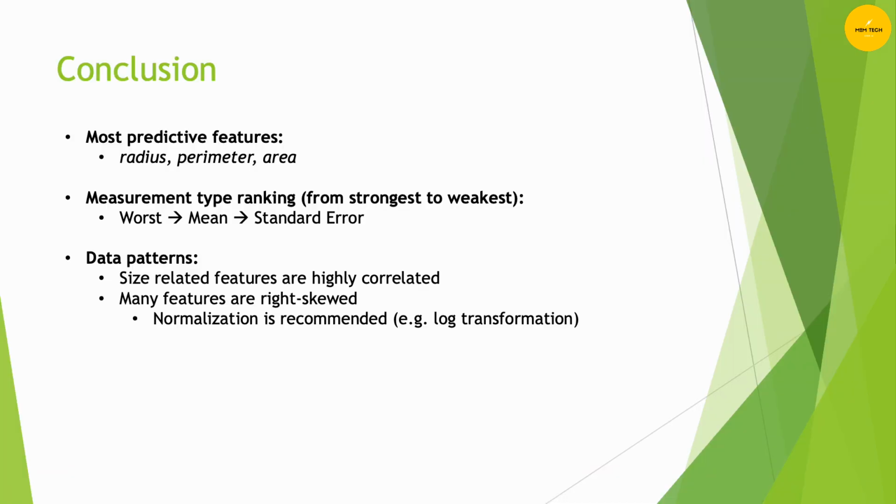In conclusion, the most predictive features are size and shape irregularities, especially their worst case measurements. If I had to rank measurement types for predicting malignancy, worst cases would come first, then mean, and finally standard error. We also saw that many features are right-skewed and highly correlated, so normalization would be recommended on the dataset if we were to move on to modeling.